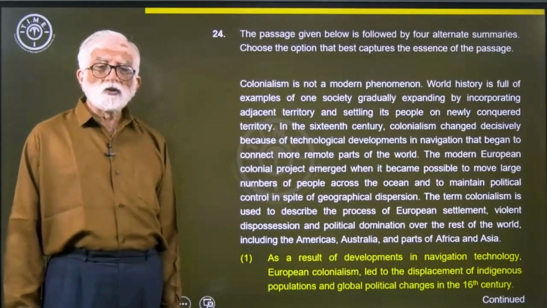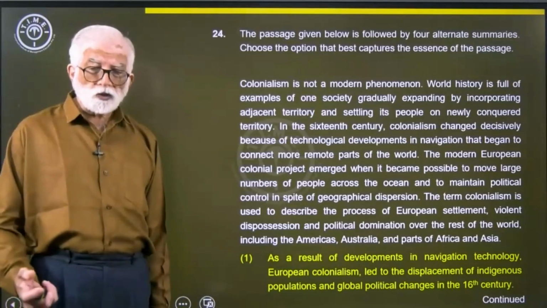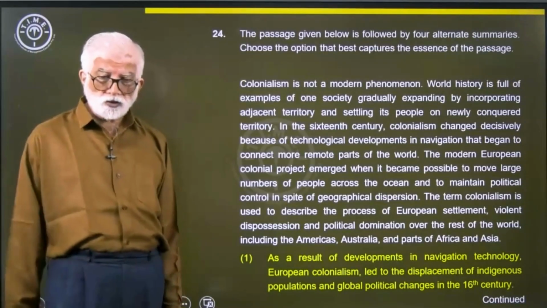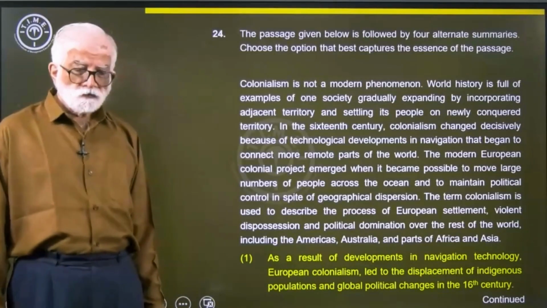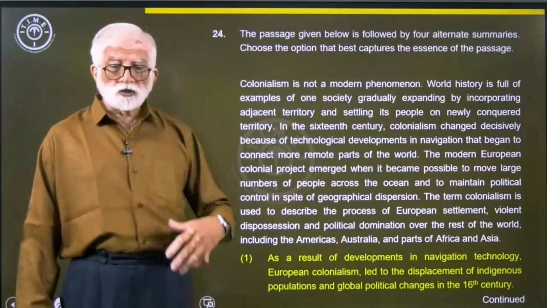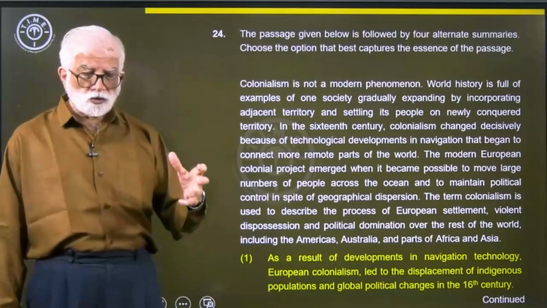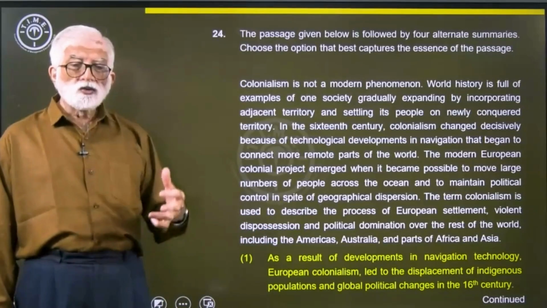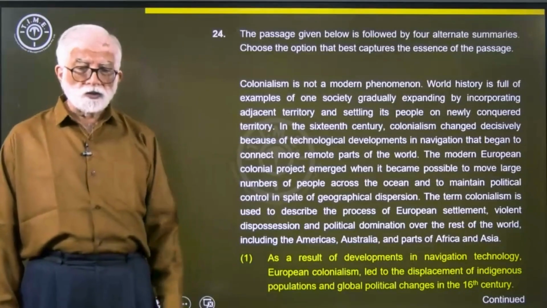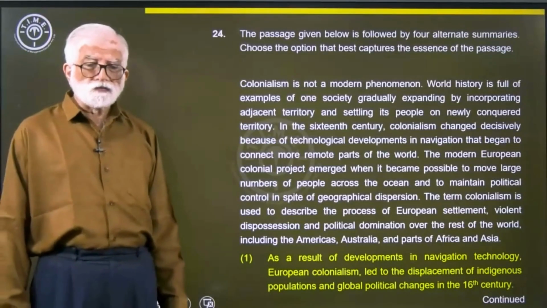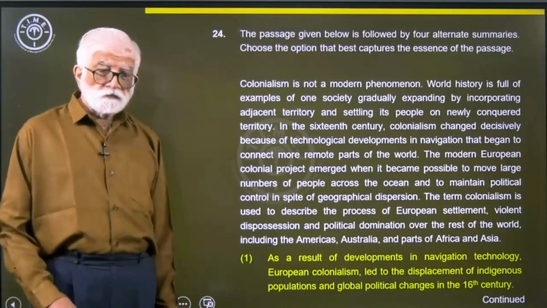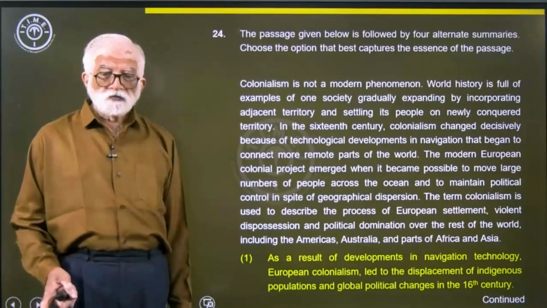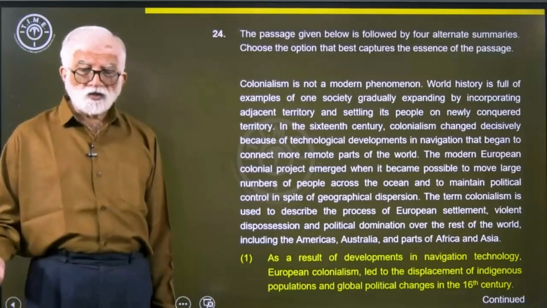The modern European colonial project emerged when it became possible to move large number of people across the ocean and to maintain political control in spite of geographical dispersion. That means you actually could get people to travel across the sea, your sailing technology became such that you could send people and you could also maintain contact with them. The term colonialism is used to describe the process of European settlement, violent dispossession and political domination of the rest of the world, including the Americas, Australia and parts of Africa and Asia.